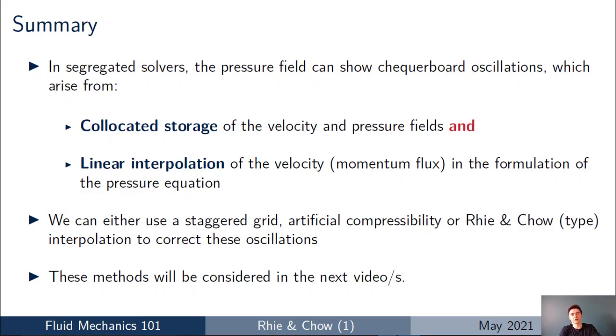And there are 3 different methods which I've introduced for preventing or suppressing these oscillations, and they are staggered grids, artificial compressibility, and then Rhie-Chow type interpolation to correct and remove these oscillations. And what I'm going to be doing over the next 2 videos is considering these methods in more detail.